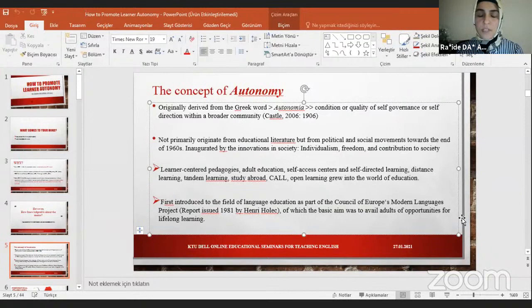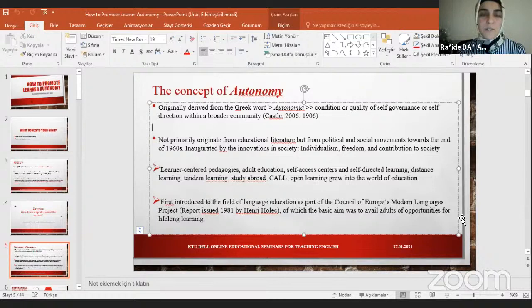But when you look at the studies, you see that the concept of learner autonomy did not primarily originate from educational literature. In fact, it was shaped by innovations in society during the 1960s. Because of the political and social movements in society, the ideas of individualism, freedom, and contribution to society gained importance. Within time, this kind of movement affected the educational movement as well. So we see some changes in society that people experience.